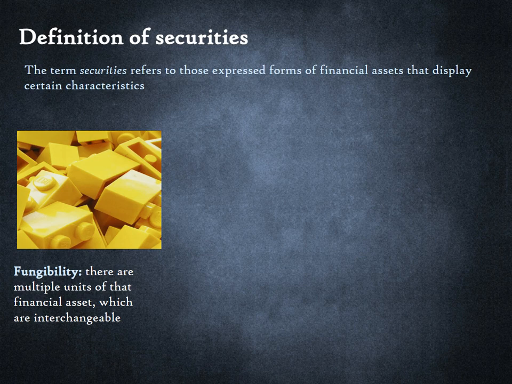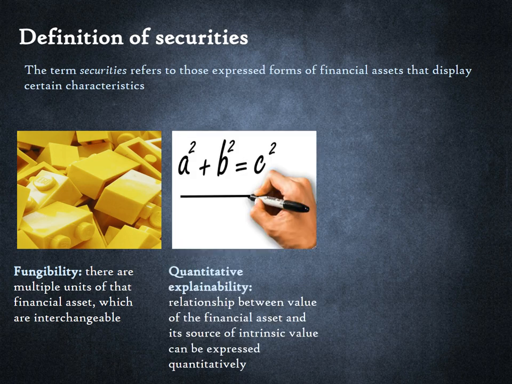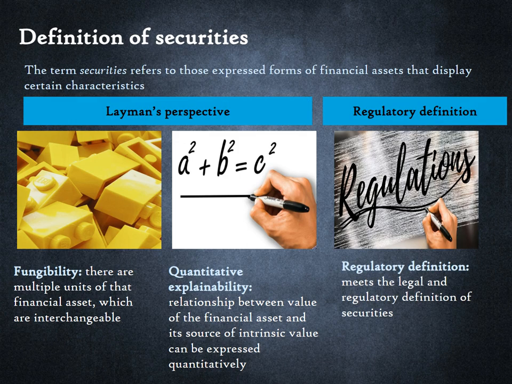The second characteristic is that the relationship between the value of the financial asset and its source of intrinsic value can be explained quantitatively. 1 and 2 form a layman's perspective of securities. However, securities also have a regulatory definition, which simply means that the relevant regulator classifies the specific expressed form of financial asset as a security. Since we have already covered fungibility in the previous lesson, next, we will dig deeper into quantitative explainability and regulatory definition.